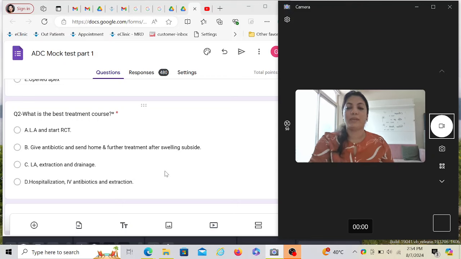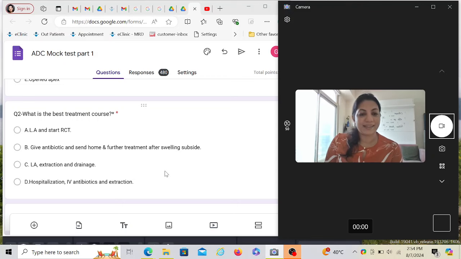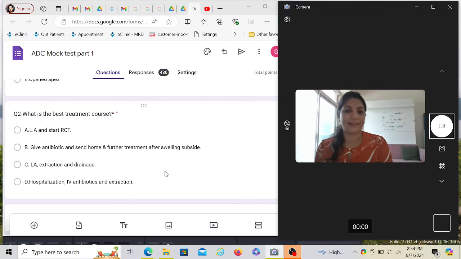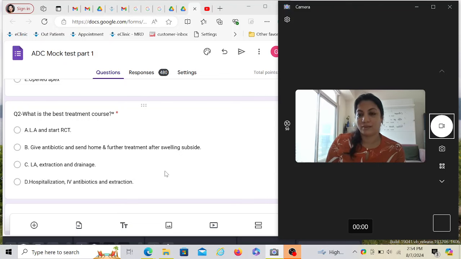What is the best treatment course? Keyword: best. Hundreds and thousands of times I have explained that whenever a keyword like best comes, that means all the options given would be correct. You have to choose which is the best possible option. Like that. So, LA and start RCT now.